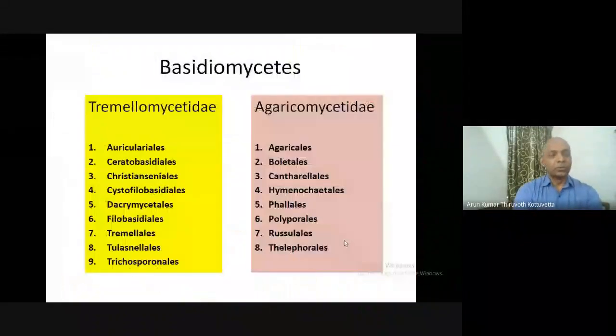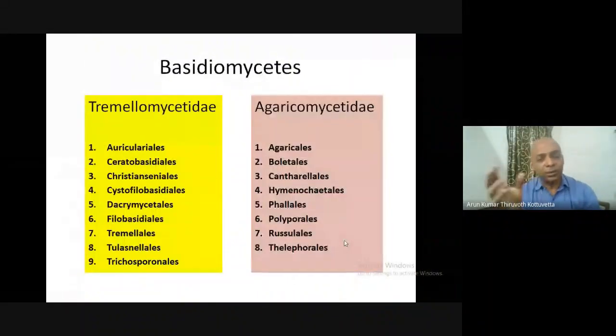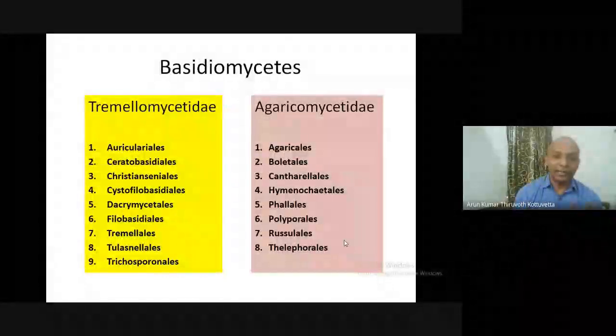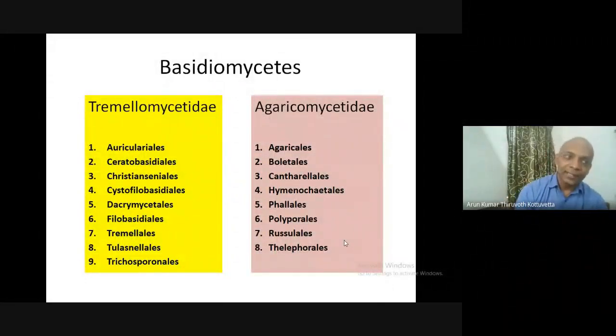Okay. So in the basidiomycoton members, we usually tend to find that there are two major subclasses, Tremellomycetidae and Agaricomycetidae, that tend to have members that produce mushrooms. Of course, there are many classification systems of fungi which classify fungi differently. I have just used this classification by Kirk in 2001.